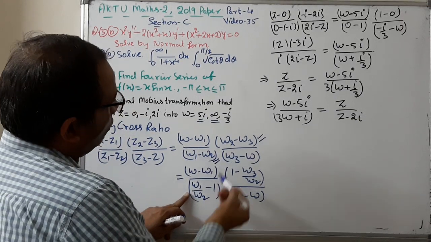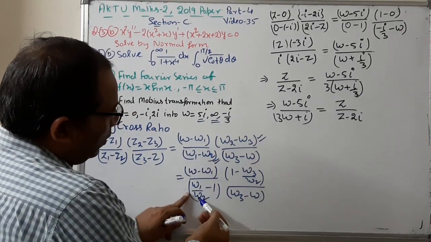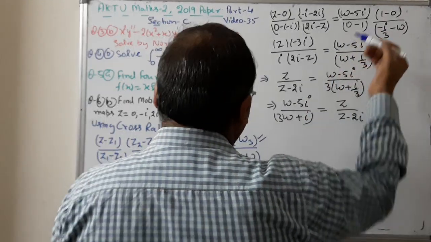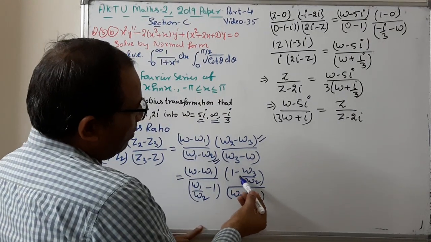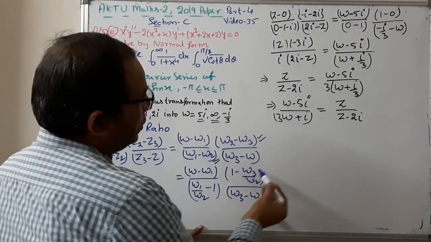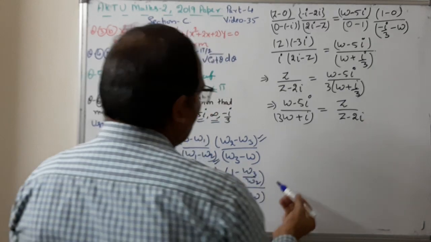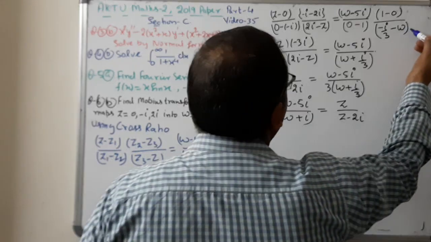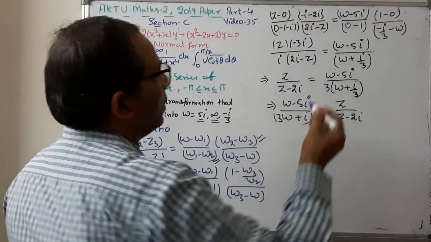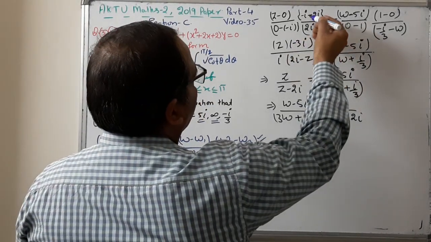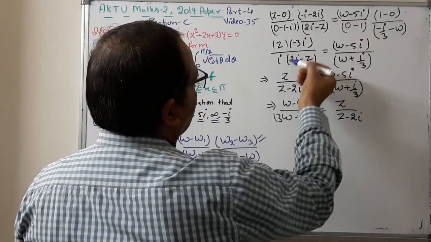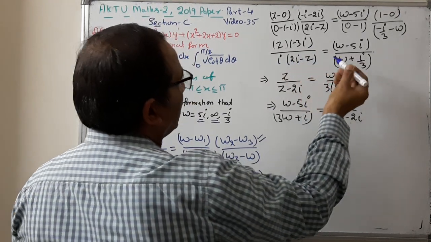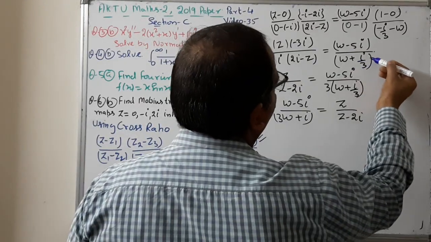w1 upon w2, because w2 is infinity, so 1 upon infinity is 0, that is 0 minus 1. And here comes 1 minus w3 upon w2, again 0, so we write 1 minus 0 upon w3. w3 is minus i upon 3 minus w, right? Solving this we get z, this i minus 2i, this minus 3i upon i, 2i minus z, w minus 5i upon w plus i upon 3.